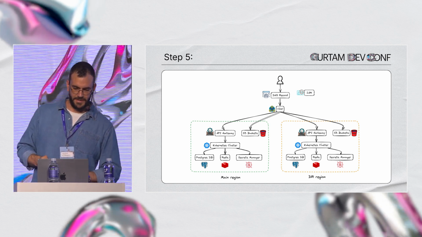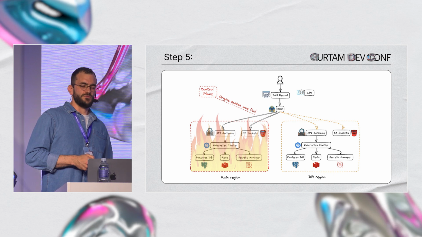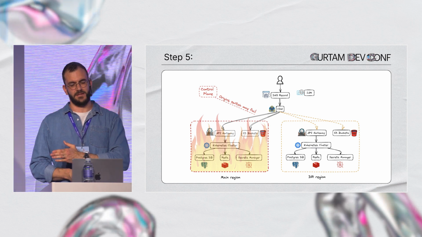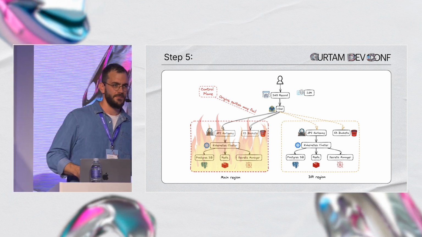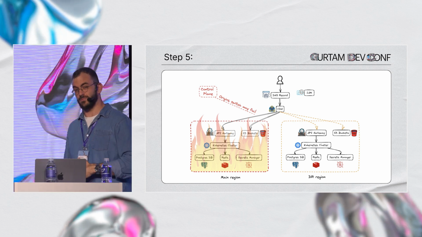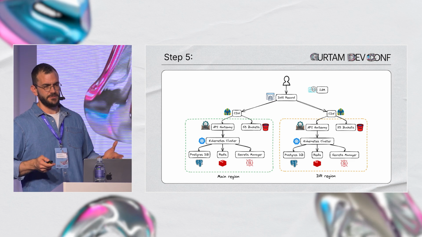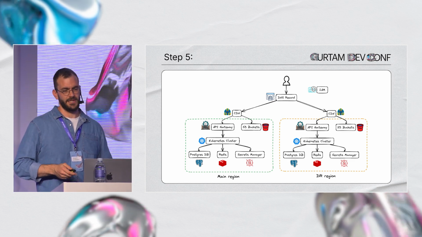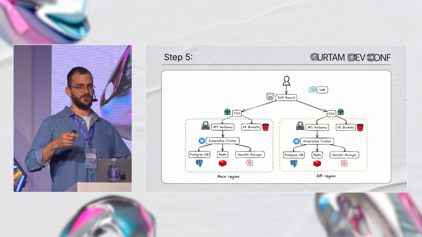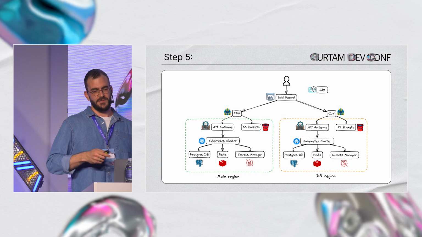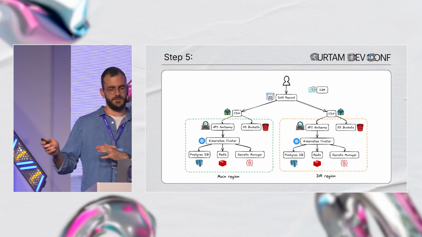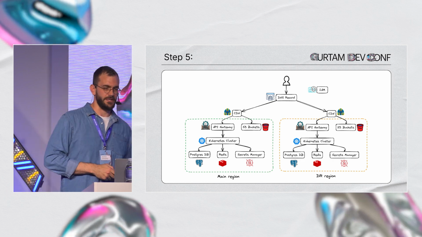Let's say now the main region is down, and we want to switch the origin of the CDN from the main region to the disaster recovery region. It won't work because changing the origin of the CDN is an action that relies on the control plane. That's why one of the solutions is to create in advance two CDNs, which you configure before you have a disaster, each with a different origin. One is for the DR and one for the main one.